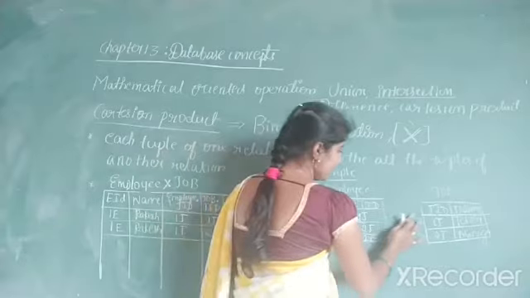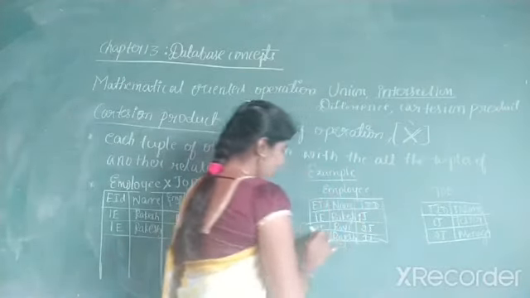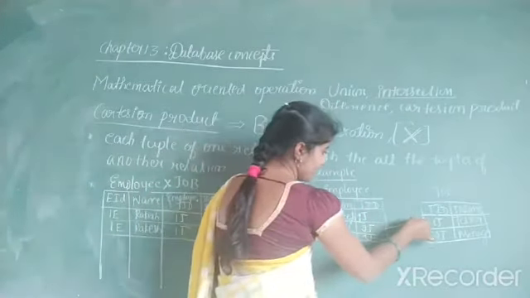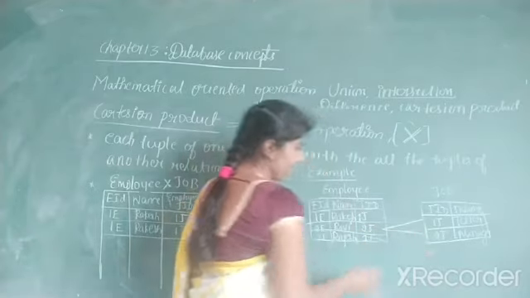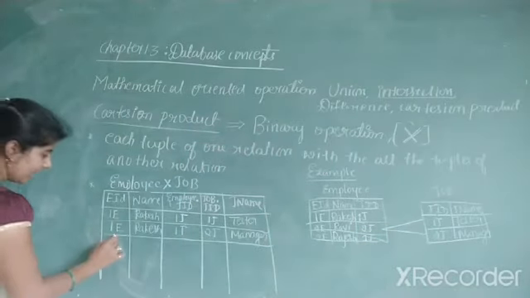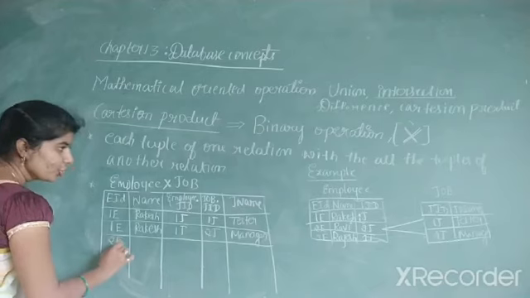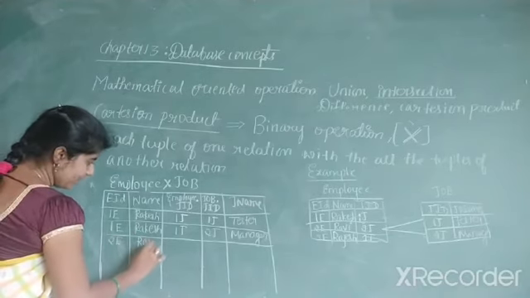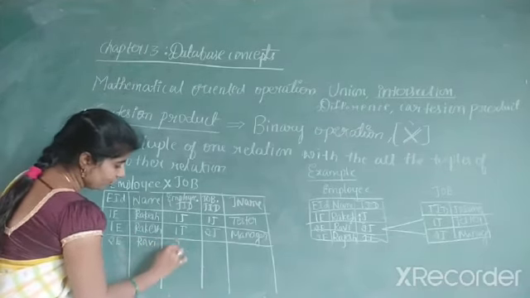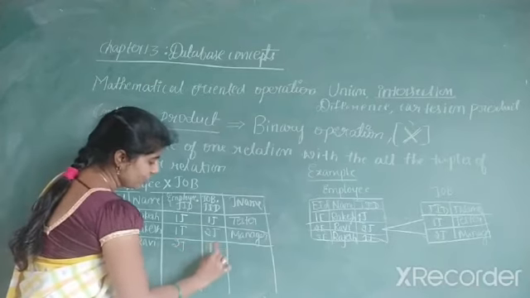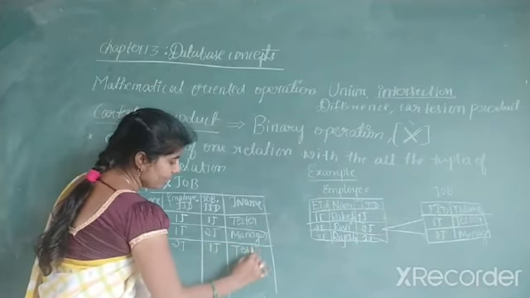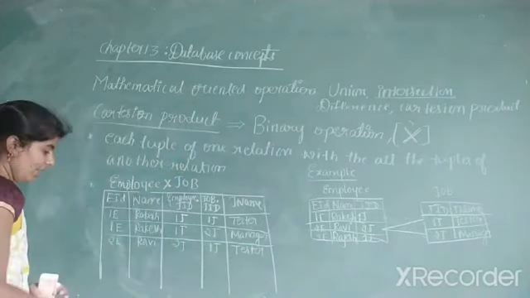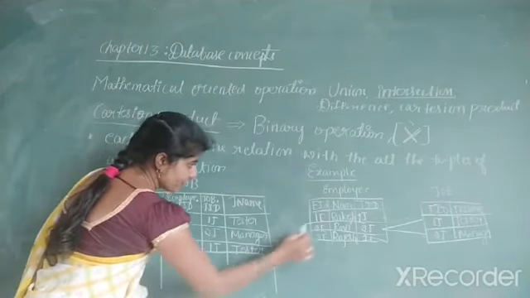Now take the second one. Observe here, this should be combined with the first one and this should be combined with the second one. Now write that in the resultant table. 2E, that is Ravi is the name. Then 2J is the job ID, 1J is the job ID. The job name is tester. And this is about the second tuple.